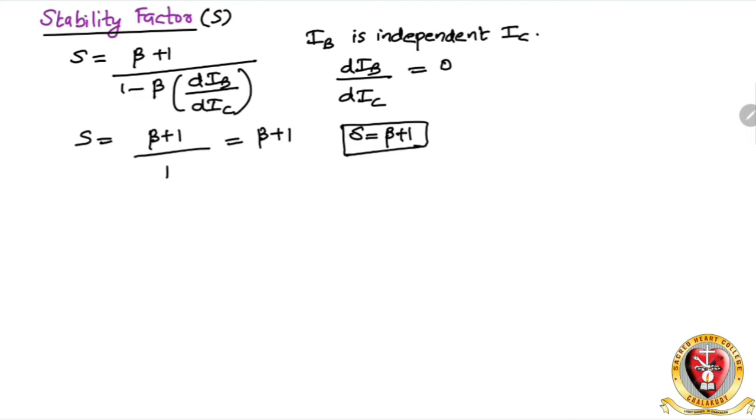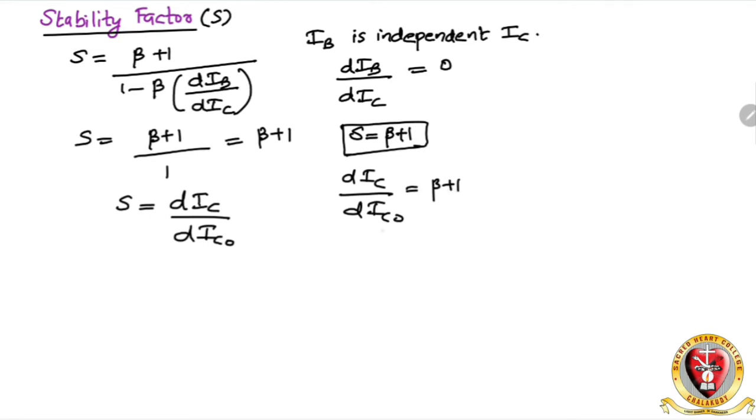So this means, we know the definition of stability factor: S is equal to dIC by dICO. That means it is the ratio of change in collector current to the change in collector leakage current. The stability factor means how much variation in collector current will occur when variation occurs in collector leakage current. So here S is equal to beta plus 1. This means that dIC by dICO is equal to beta plus 1.